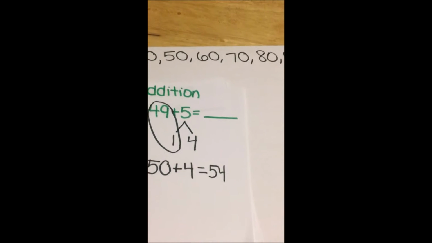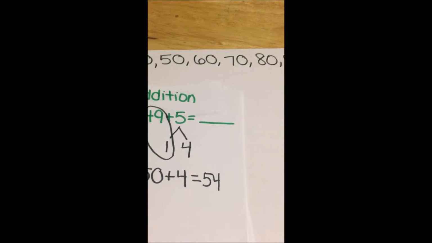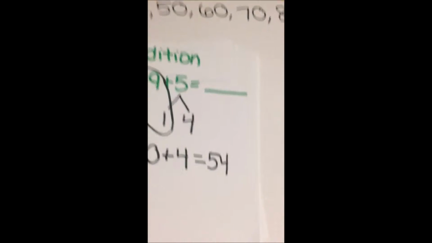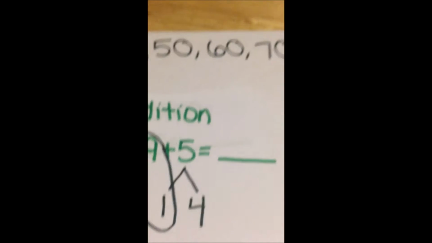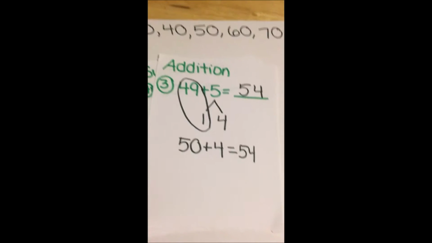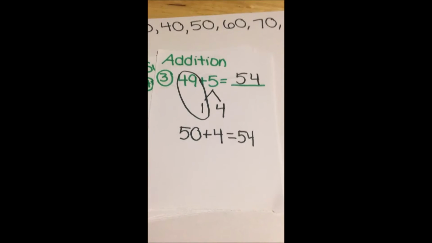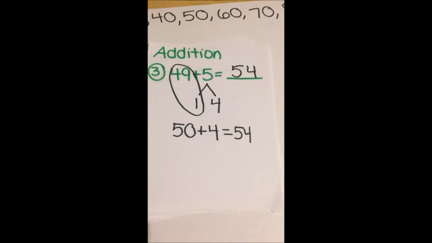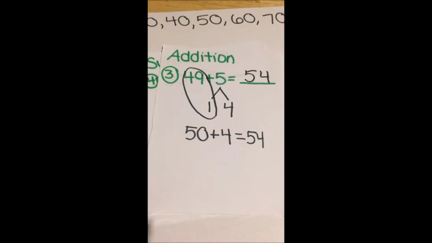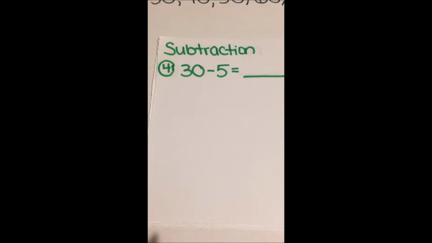Now if 50 plus 4 equals 54, what can we assume 49 plus 5 equals? He's right there. Good job. 54. If you got this right, give yourself a pat on the back. Good job. If not, rewind and try to practice this again. Next, we're moving on to subtraction.